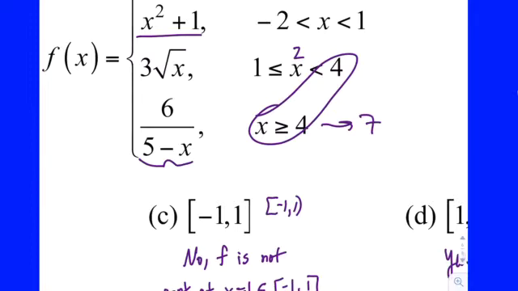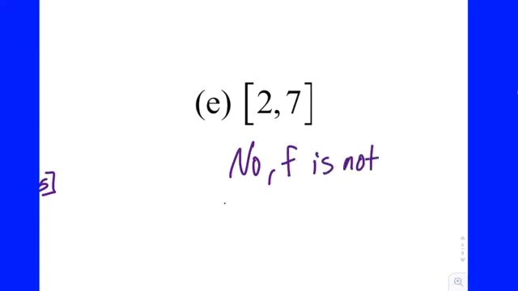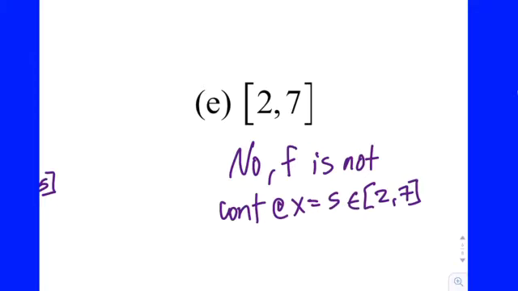No. This one has a built-in vertical asymptote at 5. So anytime we try to have an interval that spans 5, it's not going to work. So we'll say no, F is not continuous at x equals 5, which is relevant because that's in the interior, in the closed interval from 2 to 7.